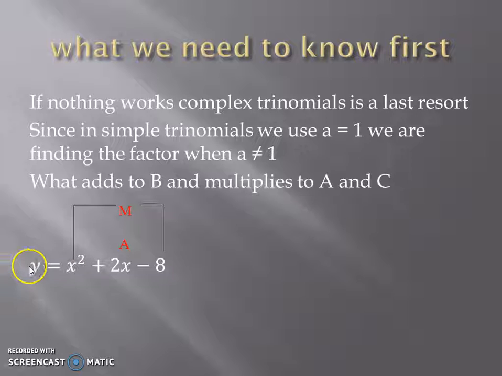So what does this mean? Well, 1 times negative 8 still is negative 8. So we have to find a number that multiplies to negative 8. And the b value is the same, which means we have to find a number that adds to 2. So it's still the same. We're still trying to find a number that adds to 2 and multiplies to negative 8. So even if you use the complex trinomial way in the simple trinomial, you'll still find the answer you're looking for. Now let's actually get to some examples here.